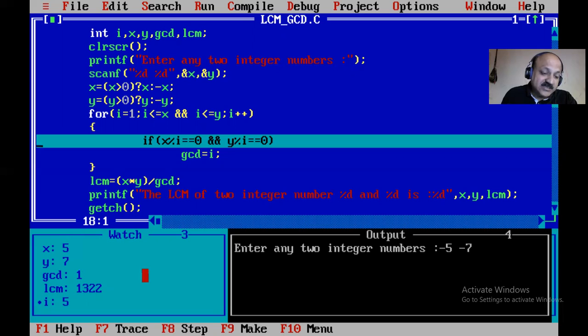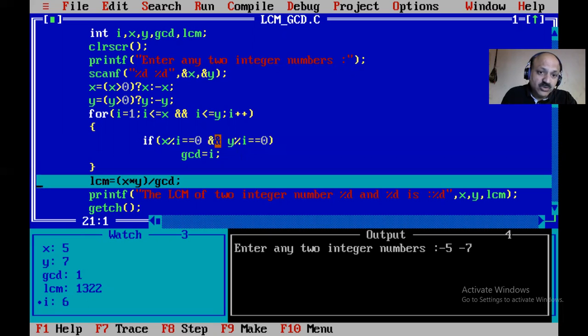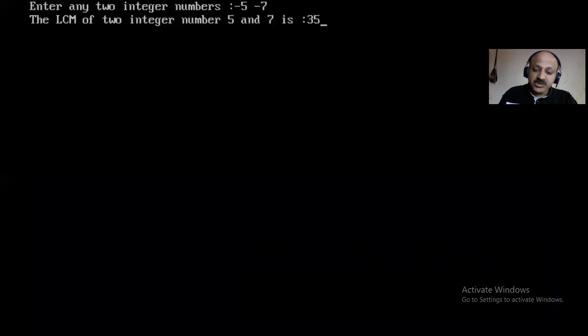Now last, I is 5 and x is 5, with less than or equal to, so one time yes, I plus plus, but the if condition is not true. Now I plus plus, so 6, so this condition is false: I less than x, but I is 6 and x is 5. And now x multiply y, so 5 multiply 7 is 35, and divide by the divisor GCD 1, so 35 is our answer.